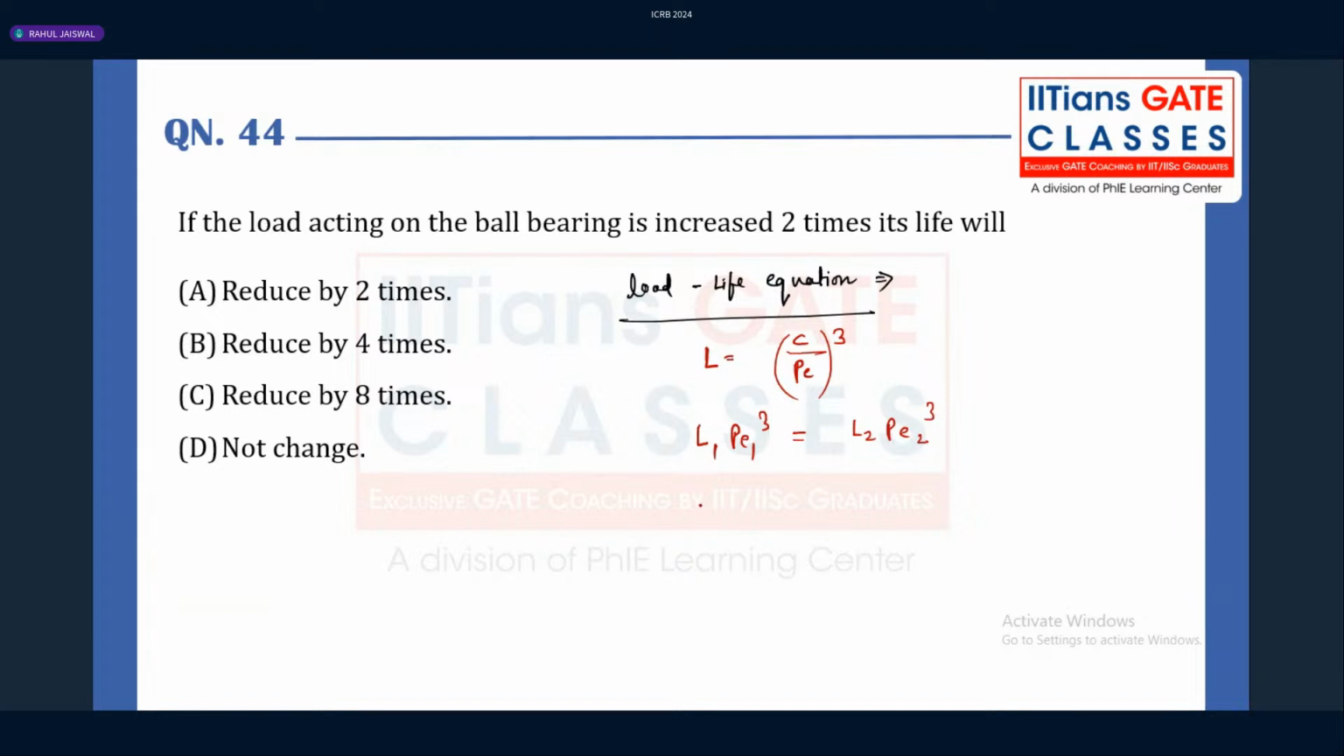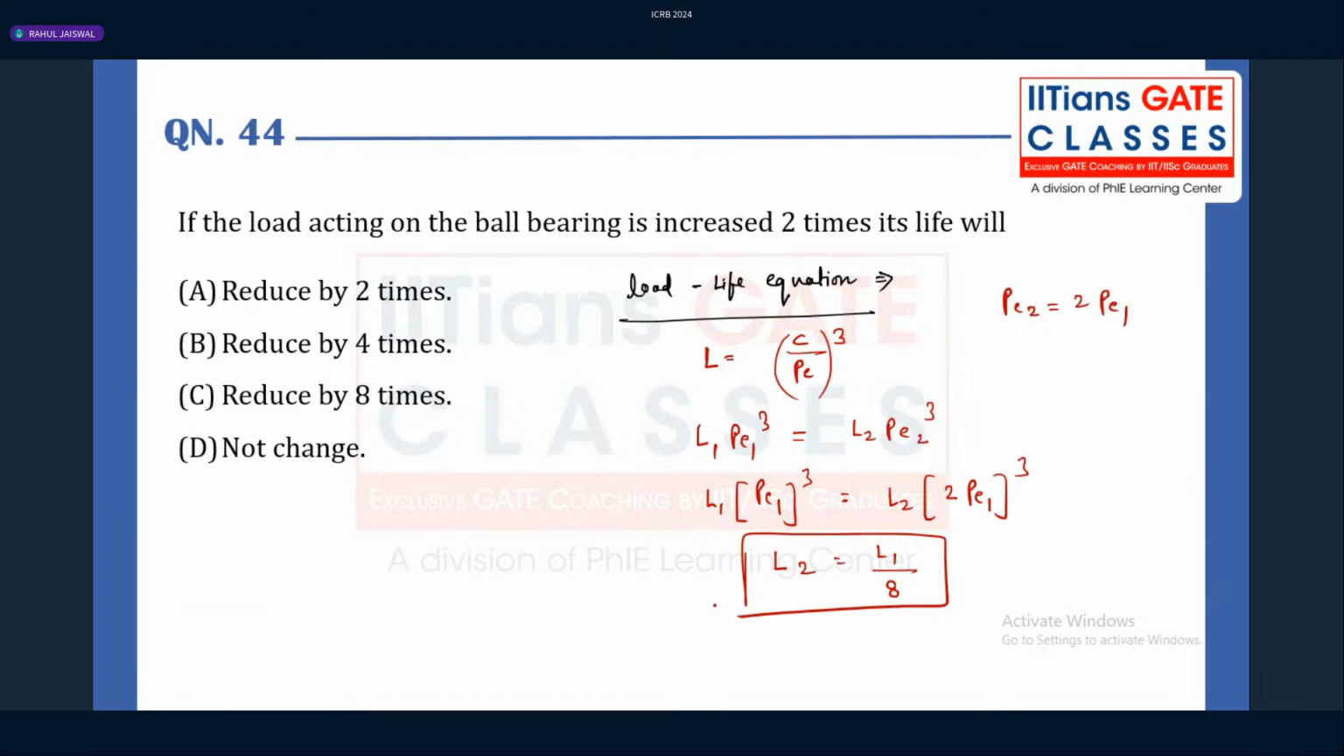Now, what is the life of the bearings? For example, we need to calculate L1. Now, what is the load? The load they have increased two times. So P1 cube. L2 is what, guys? We need to calculate P2, which is two times P1 cube. So if you try to see the value of L2, it is nothing but L1 divided by 8. So the life of the bearings will be reduced by 8 times. C will be correct.